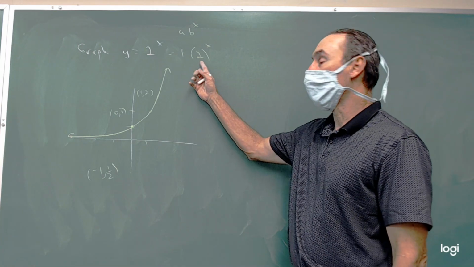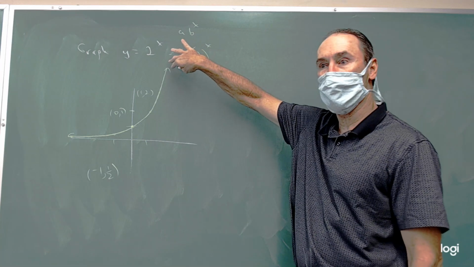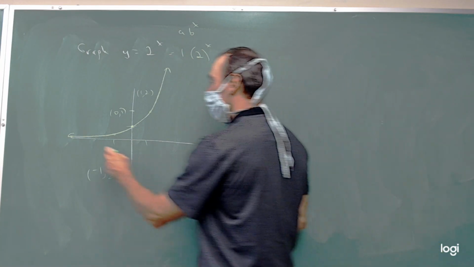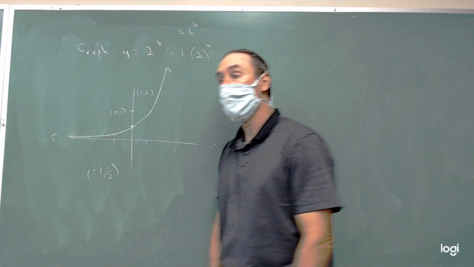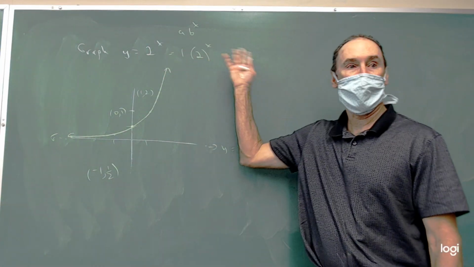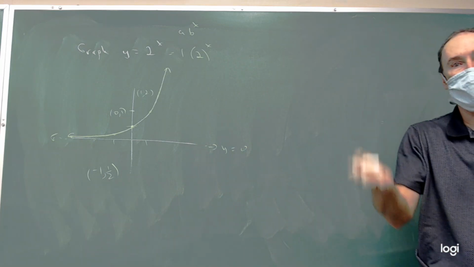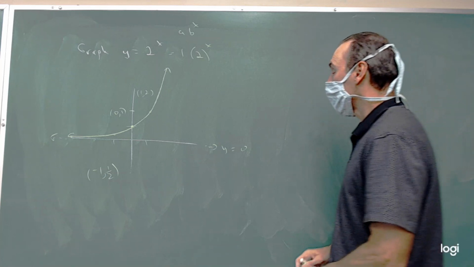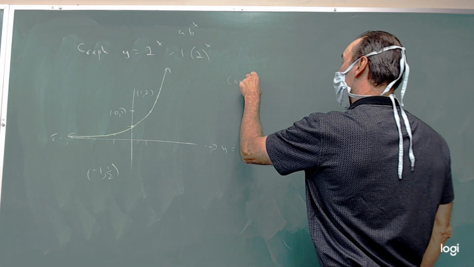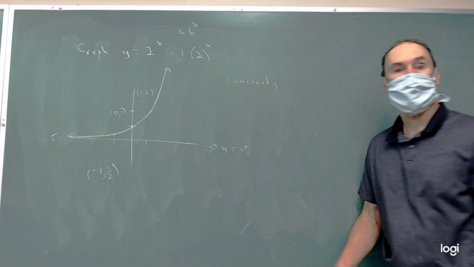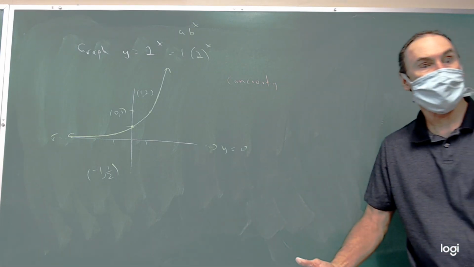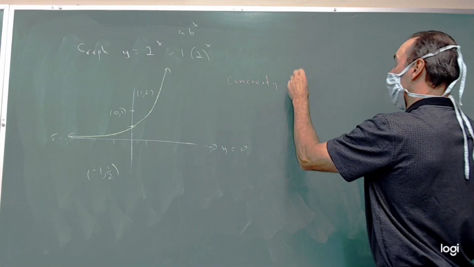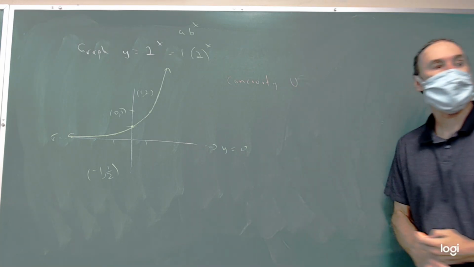And because our base is bigger than 1, it's going to rise from left to right. We're going to always have this horizontal asymptote of y equals 0, unless we add or subtract something to translate it up or down. Okay? Now to look at concavity, you can see that this is concave up or concave down, which? Concave up, because it's bowl shaped up. So our function is going to be concave up.